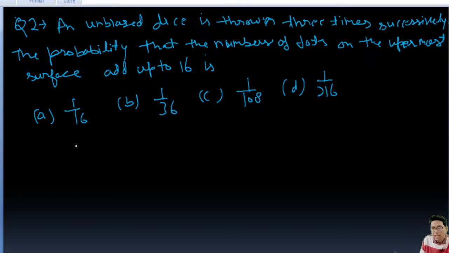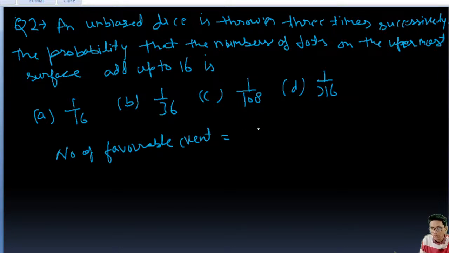So I will read the question again. An unbiased dice is thrown 3 times successively. So we throw the dice 3 times. The probability that the number of dots on the uppermost surface add up to 16. So the total sum on the uppermost faces is 16. That is the probability we need to find. First we will find the number of favorable events.